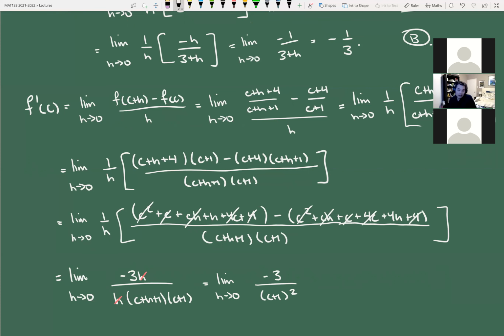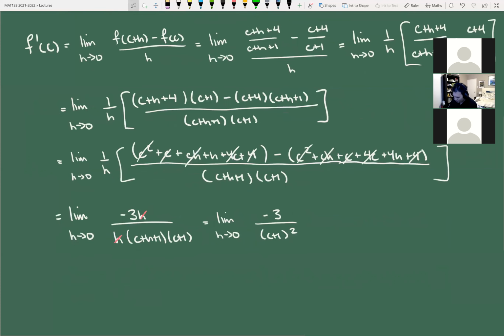Right? And yeah, okay, now, so therefore f prime of 2 occurs when I plug c equal to 2 in this. Oh, and sorry, there's no limit here. Right? And so if I plug c equals 2 into this, what do I get? I get negative 3 divided by 2 plus 1 squared. And yeah, that is in fact negative 3 over 9, and that is negative 1/3.